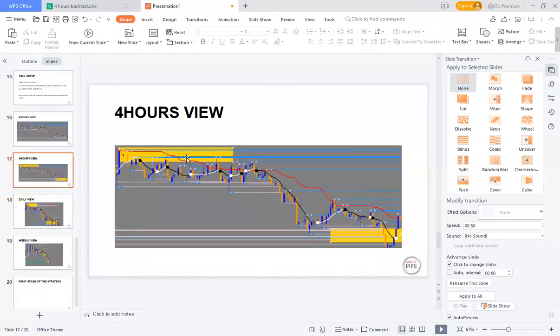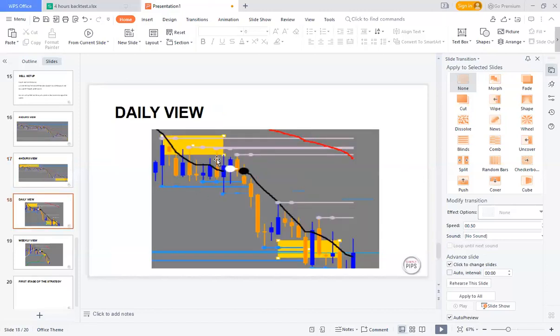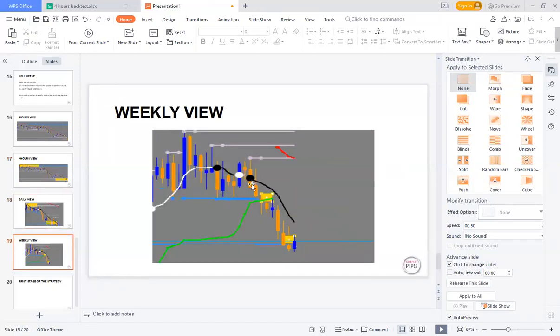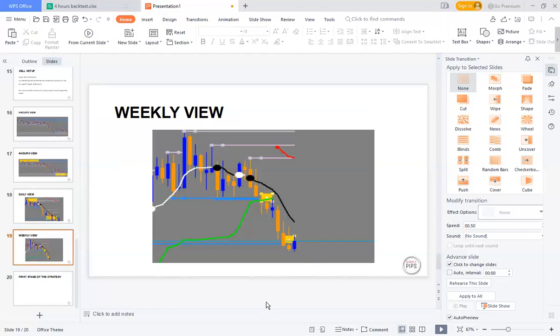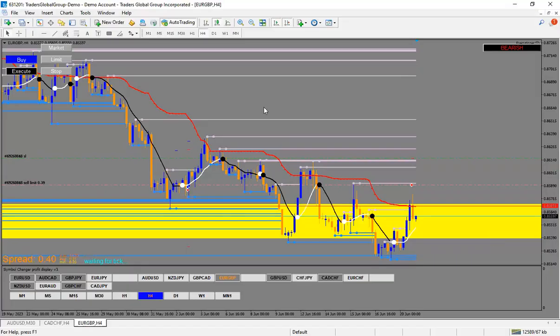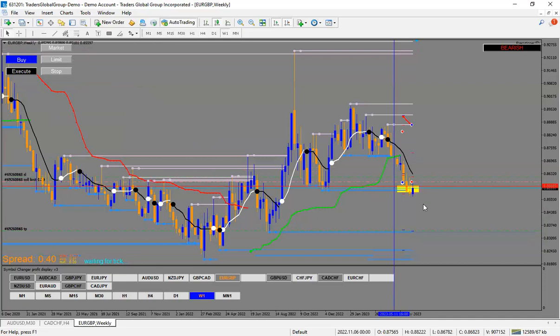So this was the 4 hours view, this was the daily view, and this was the weekly view. Price closed below this fractal, telling us that we're selling, and gave us this entry before coming to this fractal. So that's the end of stage 1. Let us now see the daily and weekly setups, because I've been majorly focused on those.